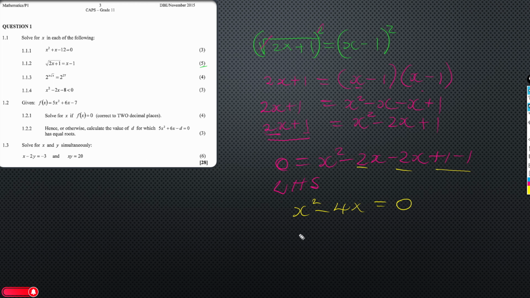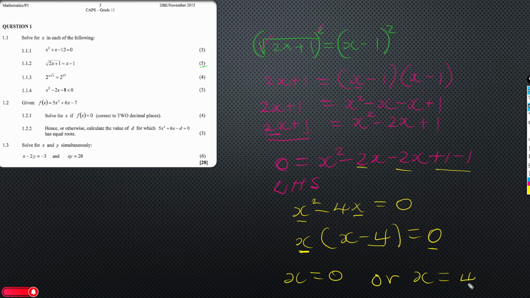In order for us to simplify this, we have to take the common factor x outside of the equation. So that will be x times (x minus 4) equals 0. And here we know this one will be equivalent to 0. So it means x equals 0, or x equals 4.